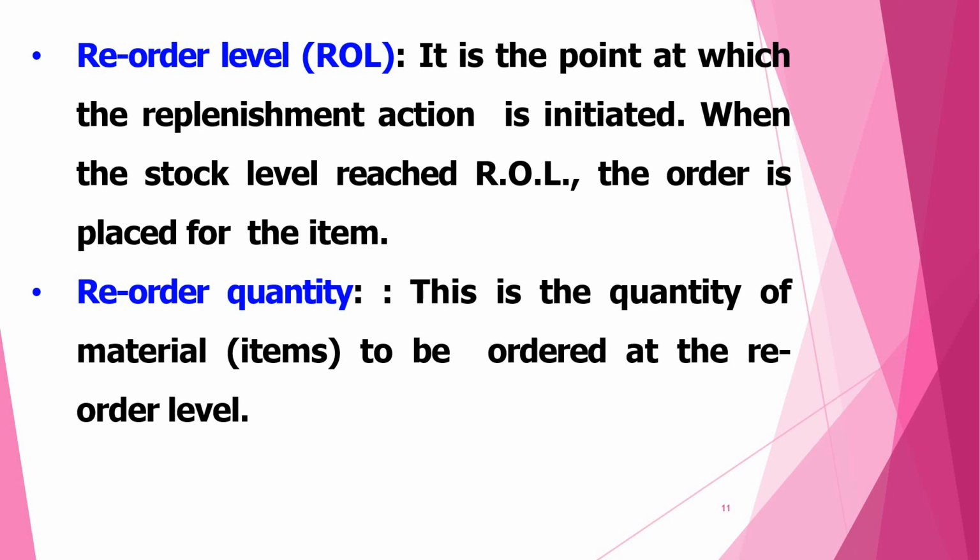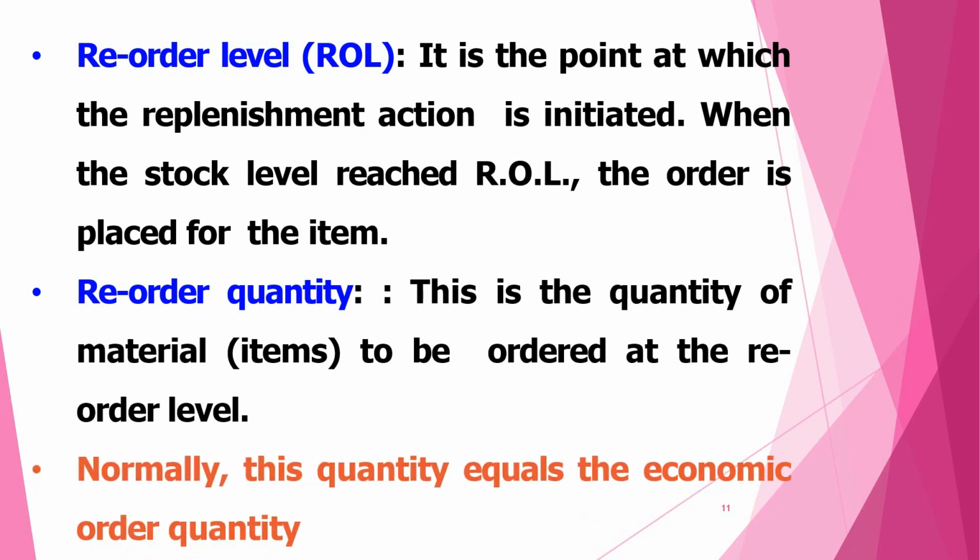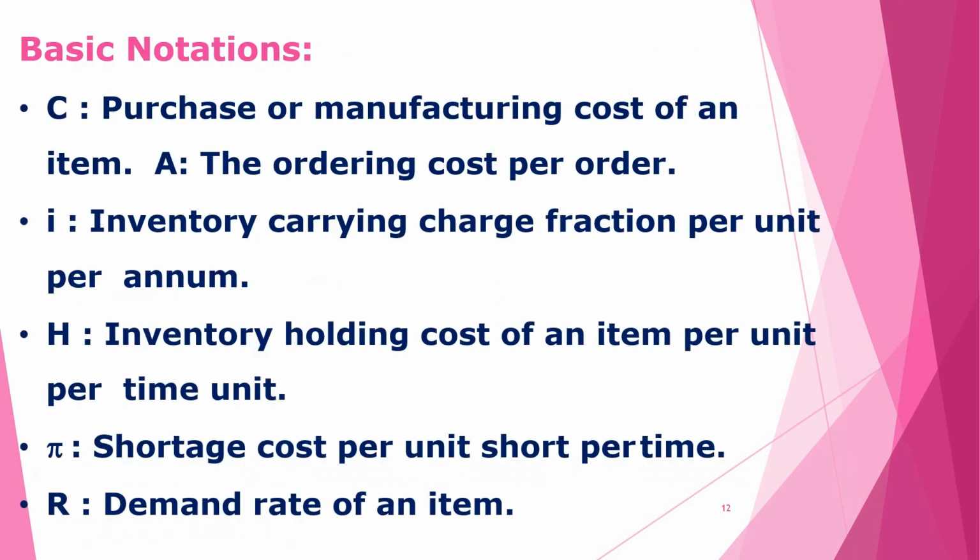Then how much to order at the reorder level is the reorder quantity. This is the quantity of material or items to be ordered at the reorder level. Normally, this quantity equals the economic order quantity. We will follow basic notations while discussing inventory models. Capital C is the purchase or manufacturing cost of an item. Capital A is the ordering cost per order.